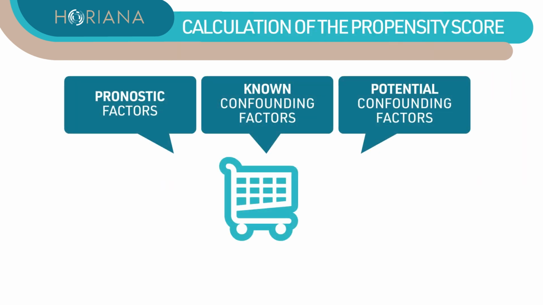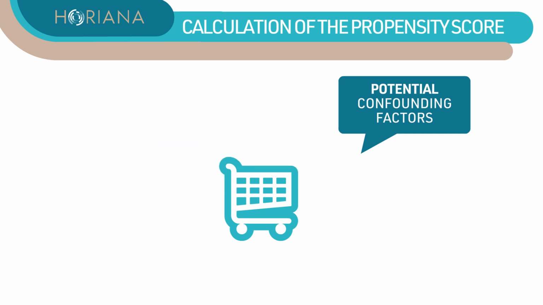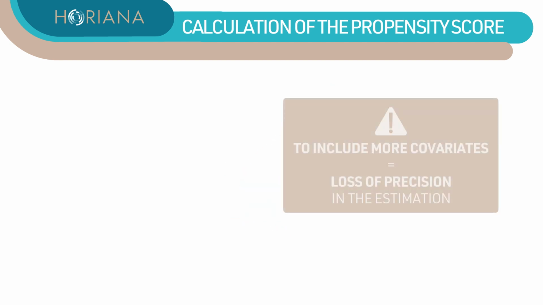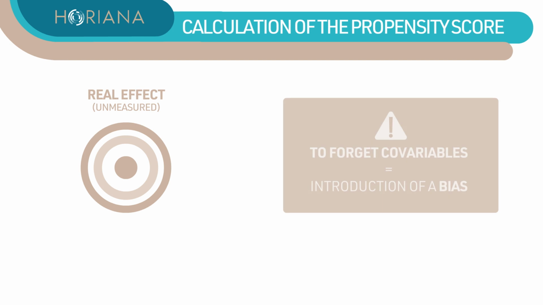The propensity score is most often estimated with a logistic regression, represented here by the trolley. In this statistical model are included all prognostic variables, all non-confounding variables found in the literature, but also all potential confounding variables. It's better to include more covariables with the risk of losing some precision in the estimate obtained, materialized here by scattered points within the target. On the other hand, omitting an important variable can lead to the introduction of bias and thus to a systematically distorted estimate. In the diagram, the measurements will be far from the center of the target.